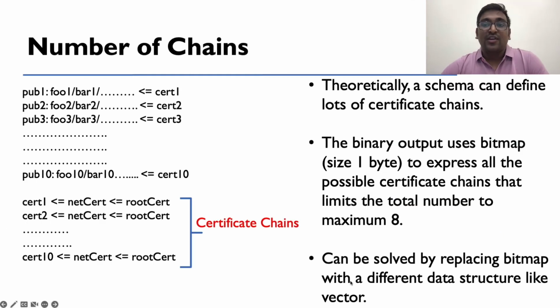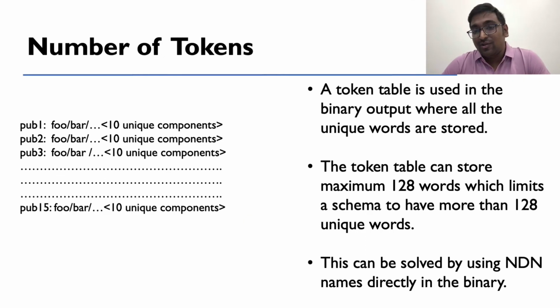In VERSIC, a user can define all the certificate chains possible in a system, and theoretically there is no bound on the number of chains. However, in the binary, a bitmap of size just 1 byte is used to represent it, which limits the total number of certificate chains to only 8. For a smaller environment, 8 chains might be sufficient, but for a large Indian application, we might need more than 8 chains. This is merely an encoding issue that can be solved by using a different data structure like a vector.